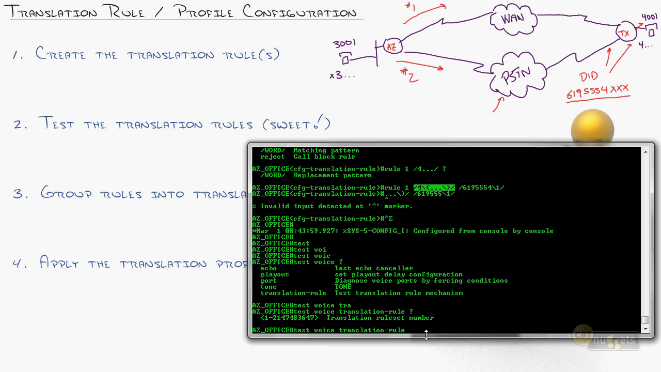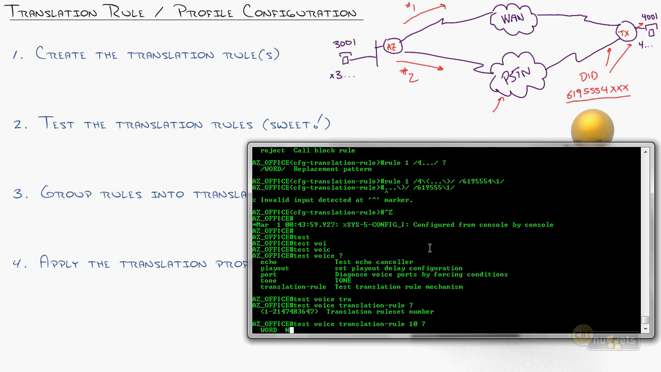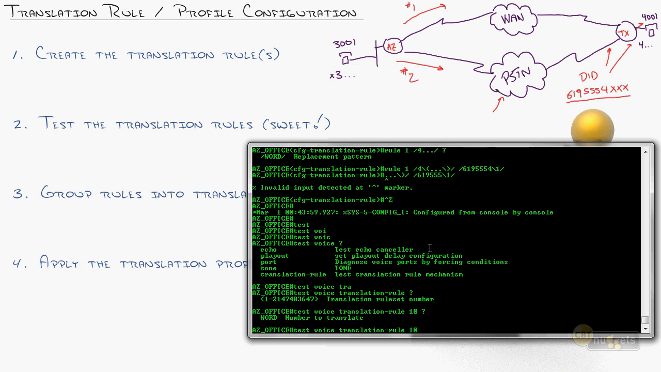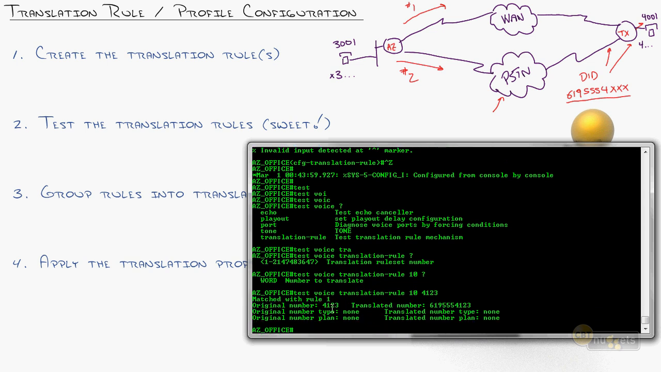So test voice translation rule set, not rule number, rule set number 10. And it says, okay, what number do you want to test it with? Well, let's pretend somebody dialed 4123. That's something that will test that rule. Hit enter, and it works. Look at that. It says original, but after it ran through that, it became 6195554123.